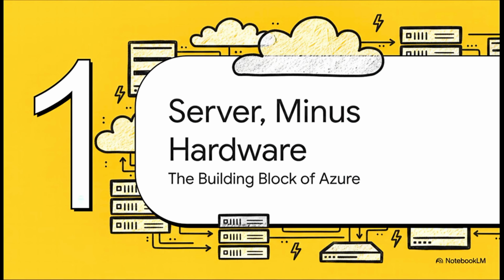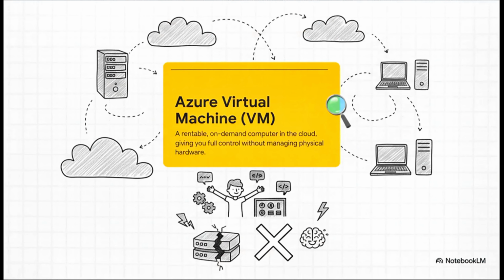So, let's get to the heart of it. What exactly is this fundamental building block? What are we really talking about when we say a server in the cloud? So, what is it really? An Azure Virtual Machine is basically a computer that you rent from one of Microsoft's massive data centers, and it gives you all the power of a server you'd own yourself. You get to pick the operating system, Windows, Linux, you name it. You install your software, you configure the network, everything you do on a physical machine. The huge difference? You never have to touch a single physical box. It's all the control with absolutely none of the hardware headaches.